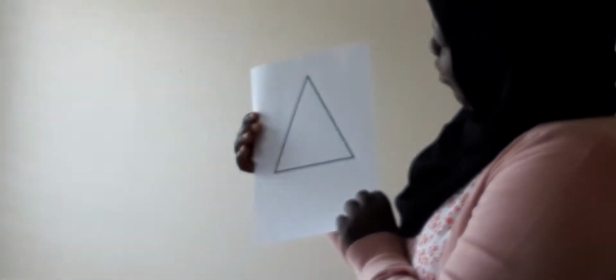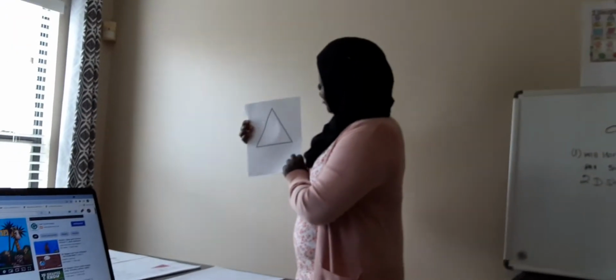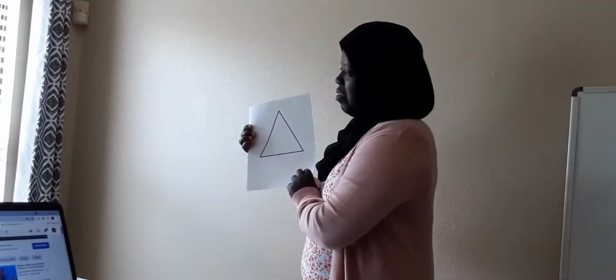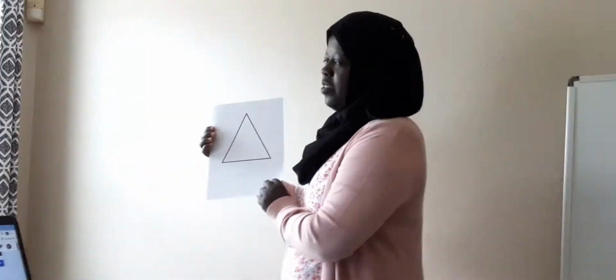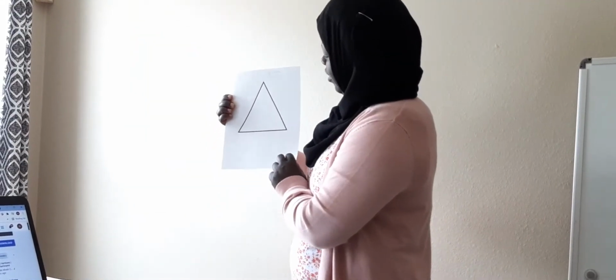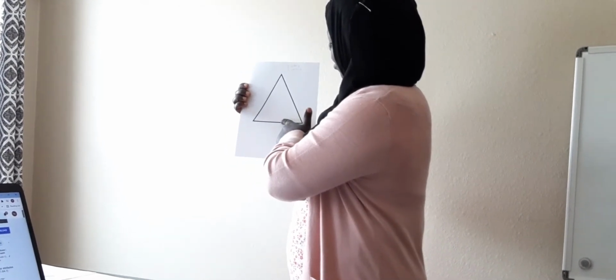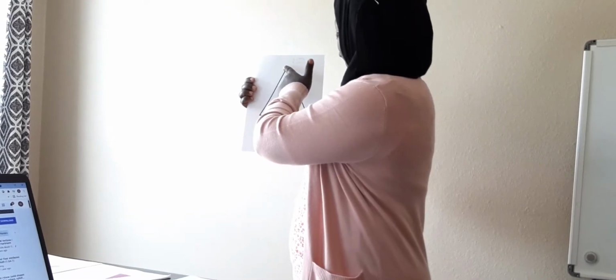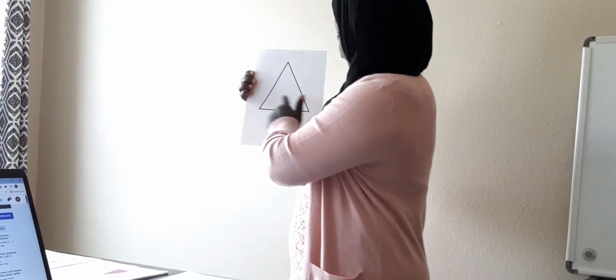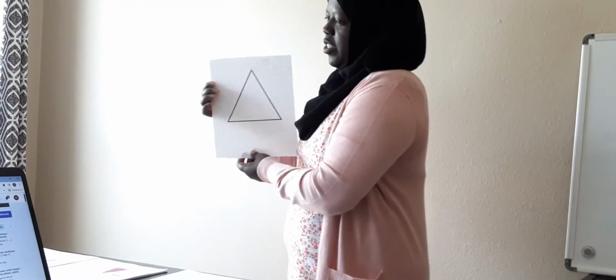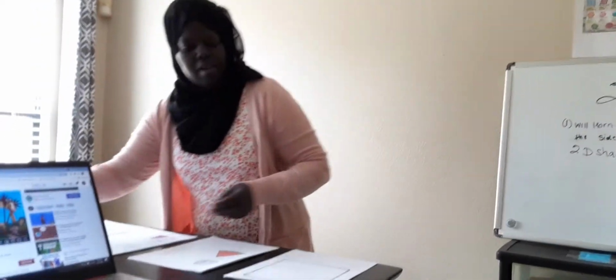Javier, could you tell me what two-dimension shape this is? A triangle. That's correct. A triangle is a two-dimension shape that has three sides and three vertices. So three sides, we can say 1, 2, 3, and the vertices are 1, 2, 3. Okay. So I hope when you see it, you're able to identify that.